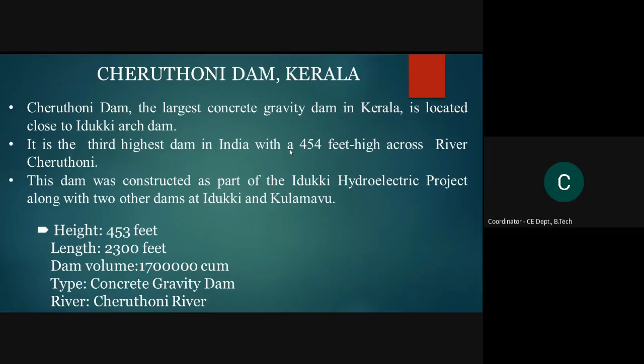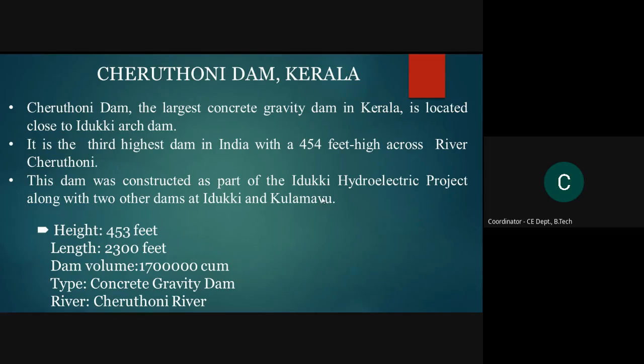This dam was constructed as a part of the Idukki hydroelectric project along with two other dams, Idukki and Kulamavu. So these three dams together make up the Cherutoni Dam. It basically serves the function of producing hydroelectric energy and for irrigation purposes.